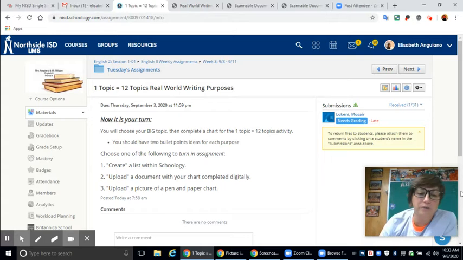Please make sure you refer to the notes, to my model, and you can also refer to the student model. I would really like for you to have this done by tomorrow. If you can't get it done by tomorrow, please try to have it done by Thursday. This is going to be the first graded assignment in your grade book, so make sure that you are doing that.